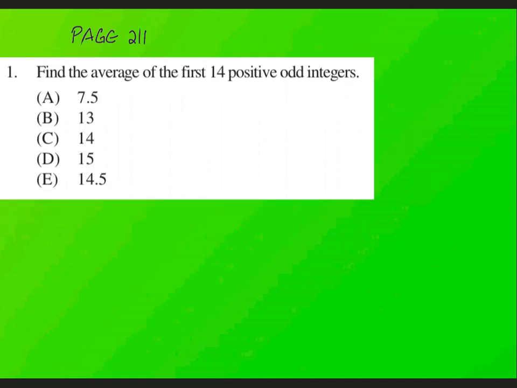Now this is a similar question. We have to find the average of the first 14 positive odd numbers, odd integers. So the first positive odd integer is 1, then we have 3, and all the way to the 14th one. So the 14th odd integer would be 27. Now how is it 27?